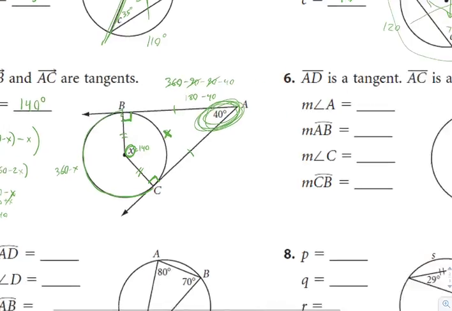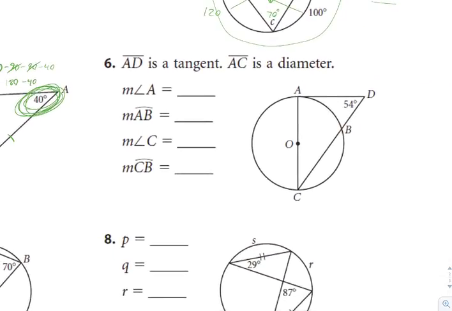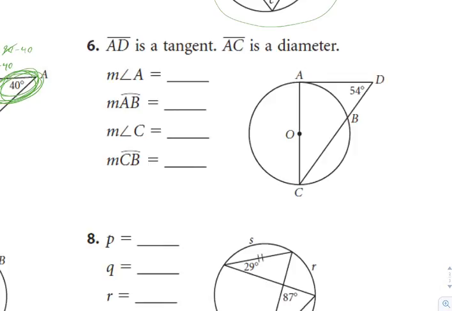Groovy. Okay, over here. AD is tangent. Okay, so let's start here. If AD is tangent, we know this is 90. We notice right away we've got a diameter. So we've got 180 degrees over here. We don't know what we've got here. And again, there's no automatic inscribed angle of multiply this by 2 or something. This is an exterior angle.